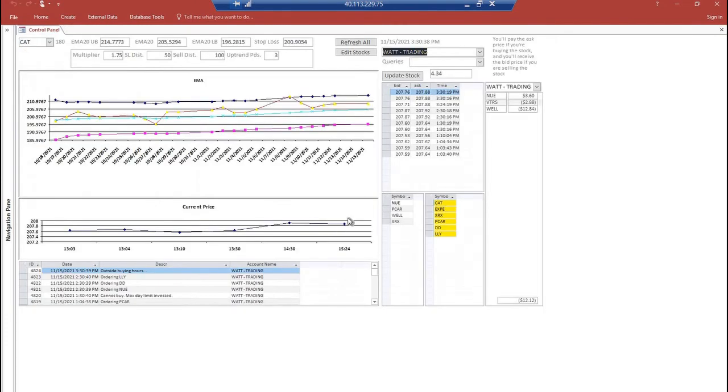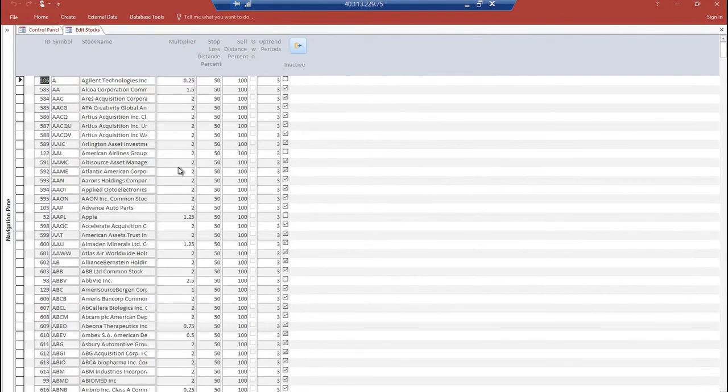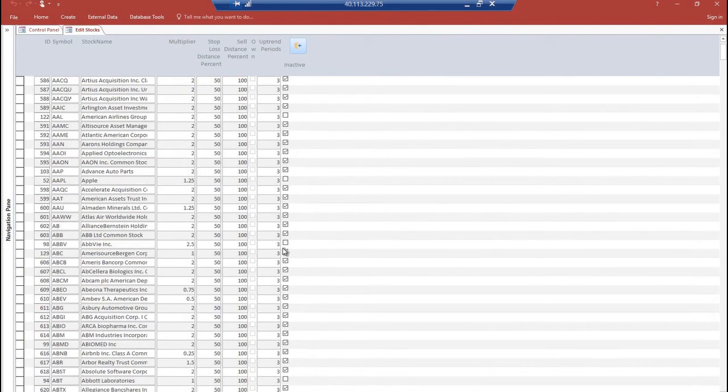Other than that, this over here shows what I actually own in my account right now. I actually bought all these today. And I have NUE. I've made $3.60, and I've lost money on these two. And I have edit stocks here where you can go in and see all these stocks. I've inactivated some that for one reason or another, I don't like the way they act, or they give a lot of false positives. But I kind of fine tune my list after a while.